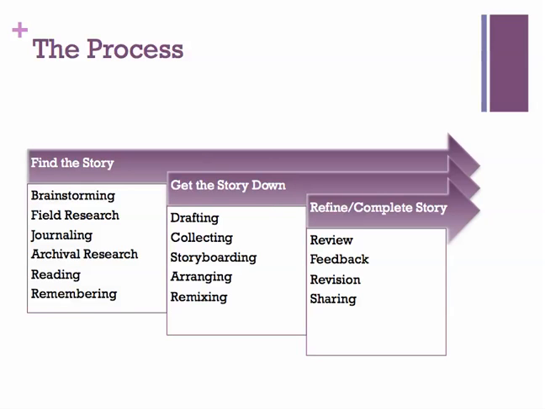Then once we know what we're going to write about, we need to get the story down. We need to draft. We need to collect our quotes if we're doing alphabetic text, or modalities like images and maybe video or sound. If we're doing other things, we need to think about how to arrange it, and that's where our storyboard comes in. And if we're dealing with elements that already exist, in many cases we remix. And then we do some refining, and we complete the story, we review, we get some feedback, we do some revision, we do some sharing. These are all things that we do no matter what kind of writing we're doing.